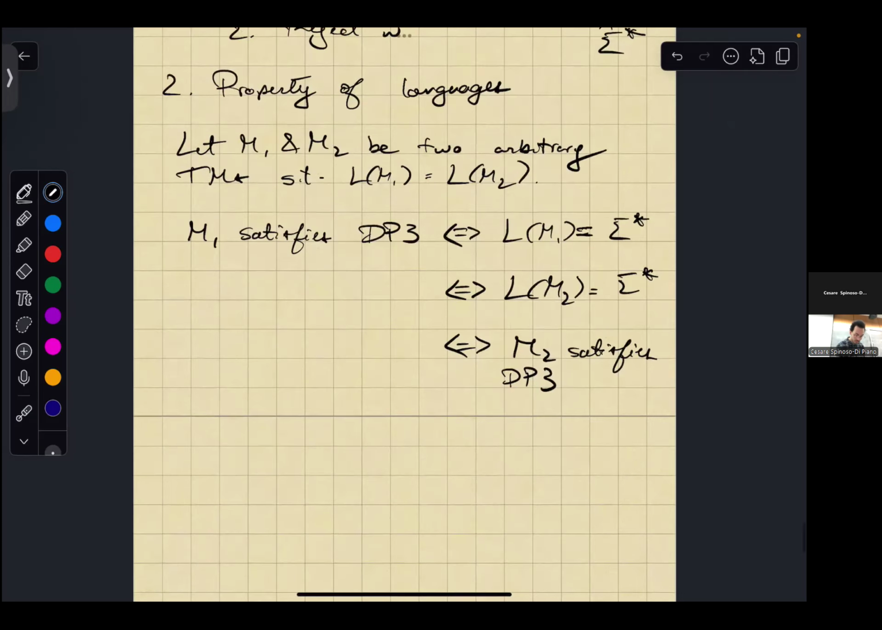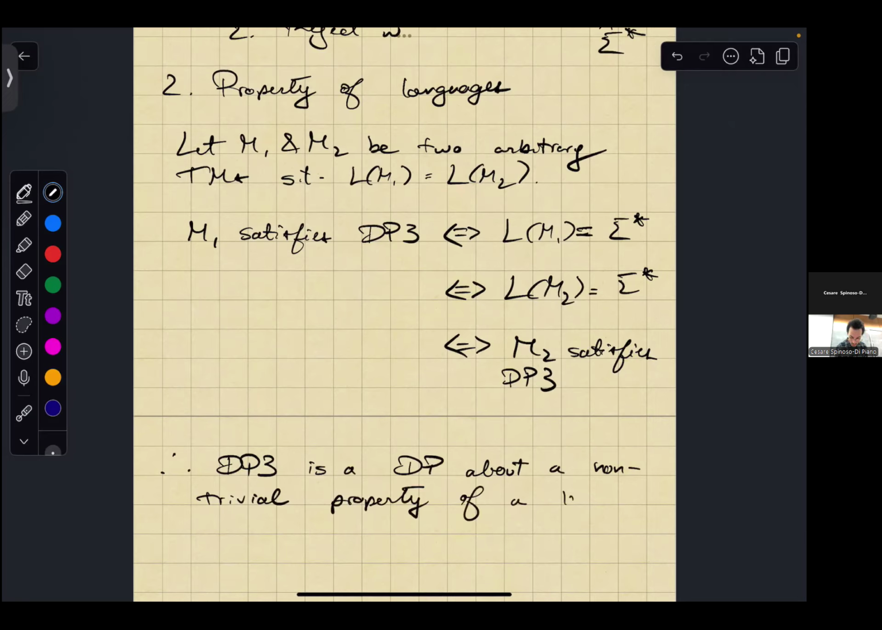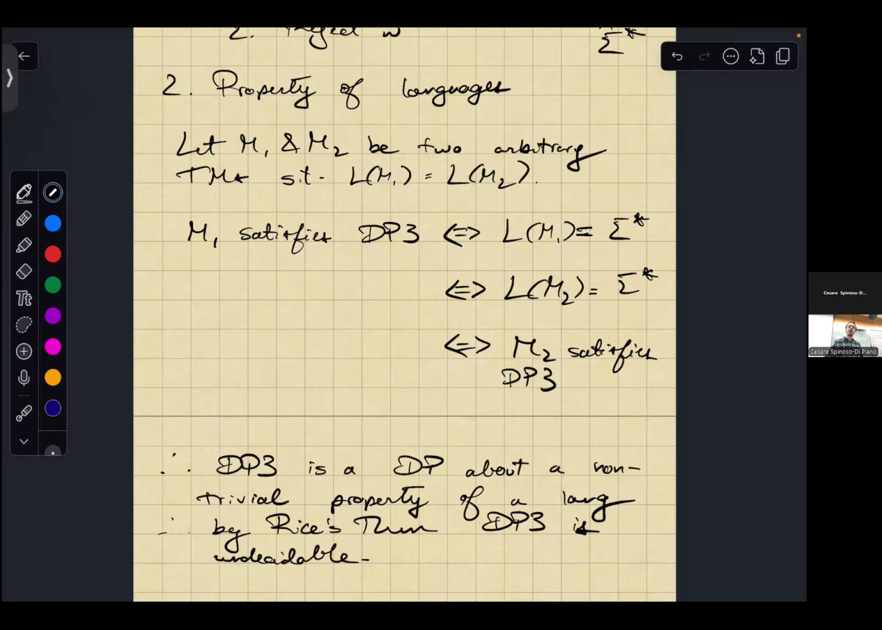So therefore, decision problem 3 is a decision problem about a non-trivial property of a language. And so therefore, by Rice's theorem, decision problem 3 is undecidable. Nice. So this was the other way, we gave a reduction, but we could have also done this.